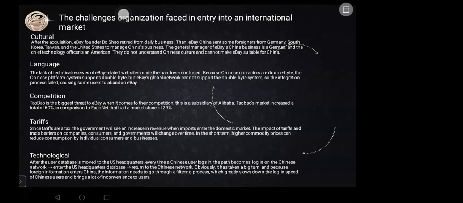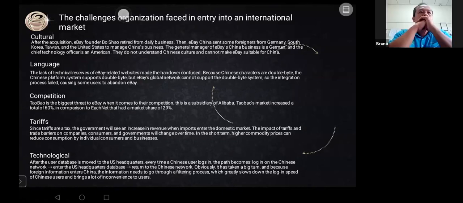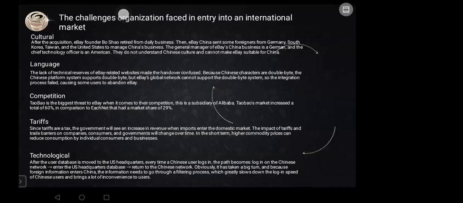The culture after the acquisition: eBay founder Paul Xiao retired from the daily business. Then eBay sent some foreigners from Germany, South Korea, Taiwan, and the United States to manage the eBay China business, including the general manager of eBay China business.